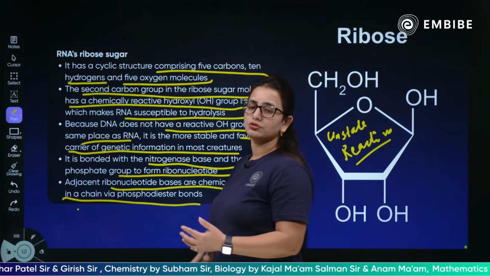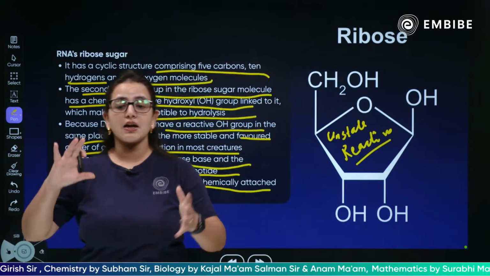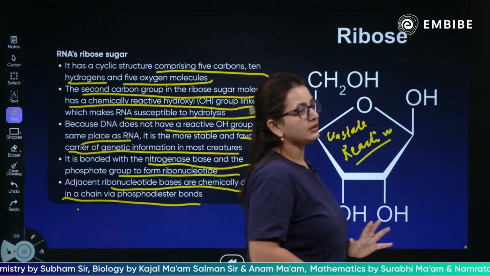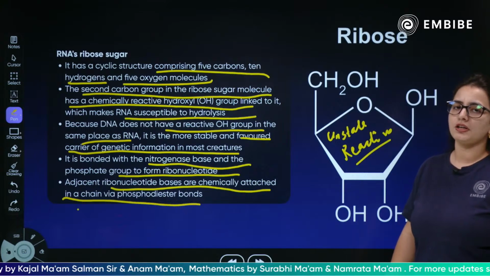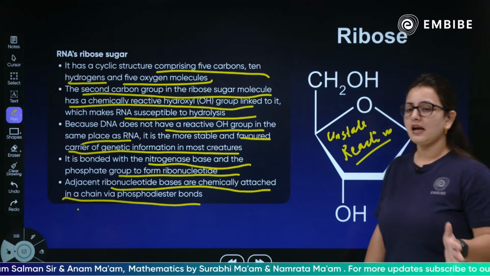Yes, they are being attached by the phosphodiester bond. Since they are not similar to the double stranded, it is more of a single stranded, and this is how the structure of the ribose sugar is formed. Yes, I hope this is clear.